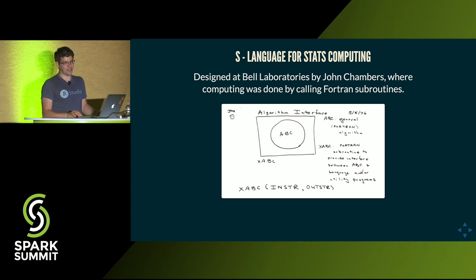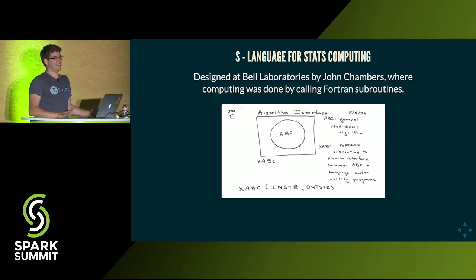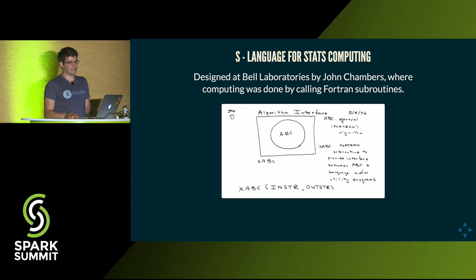It was a language designed for statistical computing. And I feel like if you can understand this slide, you're probably set for the rest of the talk, because it makes a lot of sense. The creator of S was John Chambers. And he created S as a programming language when he was at Bell Labs. And this is the first slide that he ever sketched when he was proposing the creation of S as a programming language. And quoting him here from one of his previous talks, he mentioned that back then Bell Labs was a place where computing was done by calling Fortran subroutines.